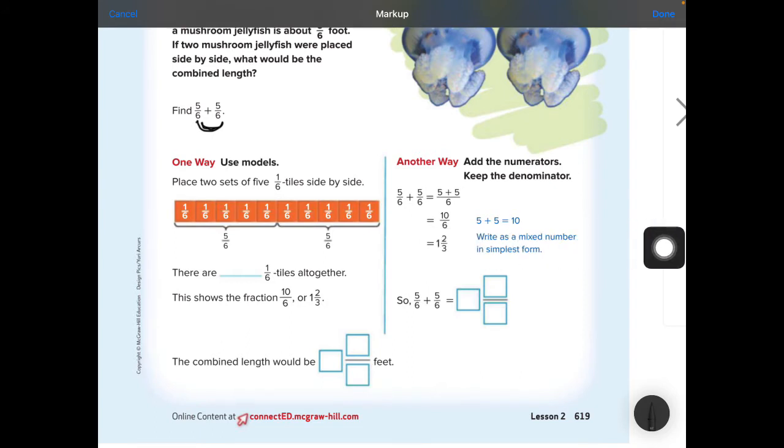Now, that is not simplified, it's top heavy. 6 will go into 10 at least one time with 2/3 left over. So we can conclude that 5/6 plus 5/6 equals 1 and 2/3. So the total combination length would be 1 and 2/3 of a foot. And if we were going to add the tiles together, we would add 5 tiles plus 5 tiles, which means a total of 10 tiles that are 1/6 increments together. And it would equal 10/6 or 1 and 2/3.